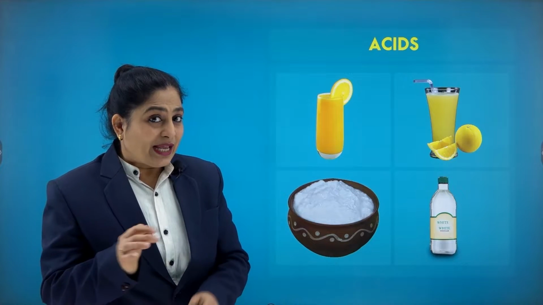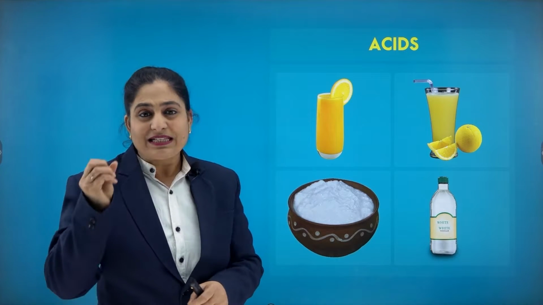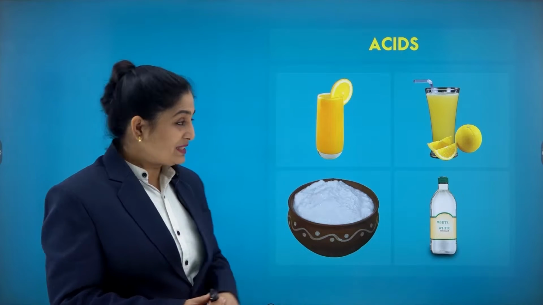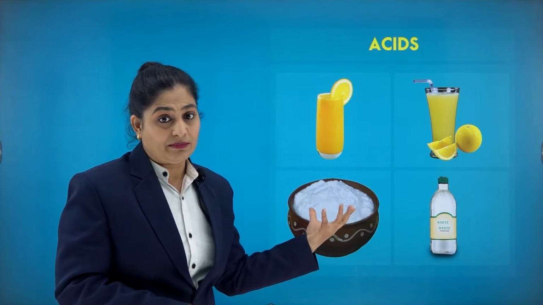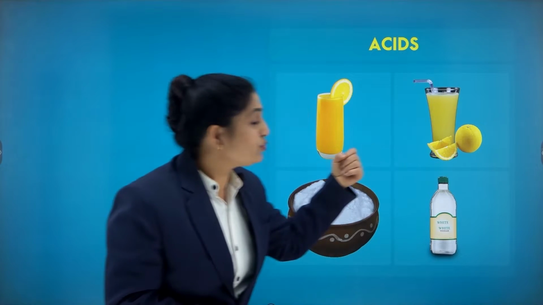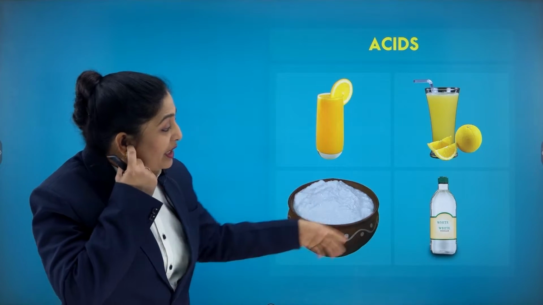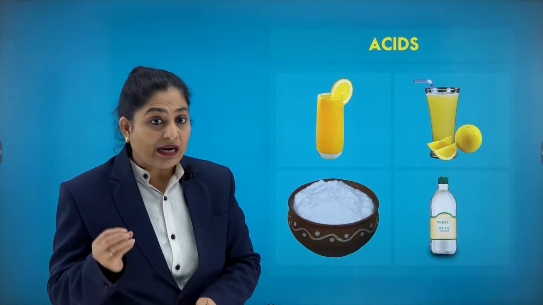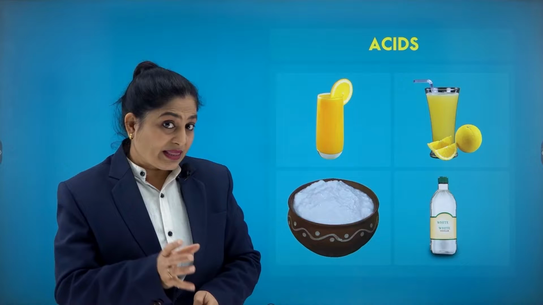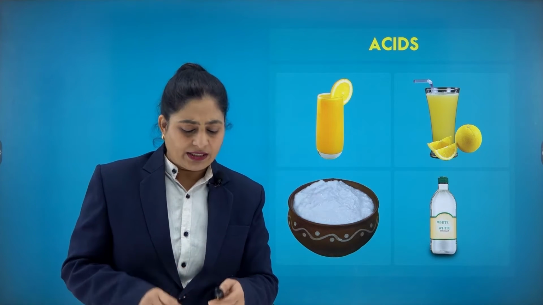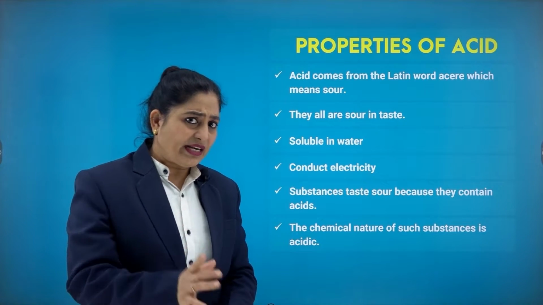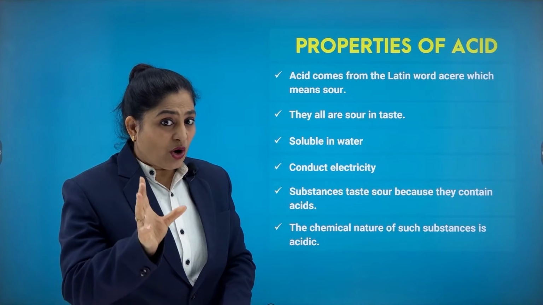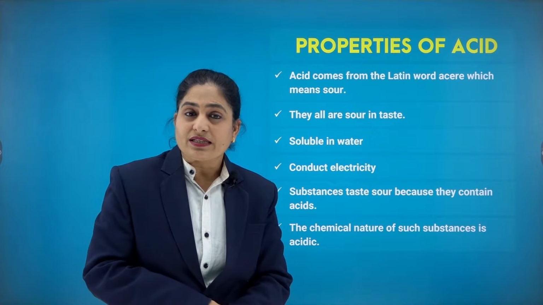As the name of the chapter is acids, bases and salts, let us discuss all these individually. When I say acid, all these substances have acid in them. This is orange juice, the lemon juice, the curd, the vinegar. All these things have a somewhat sour taste and they have acid in them. So in totality, there are certain important properties of acid. When we talk about acids, we observe that they are sour in taste.